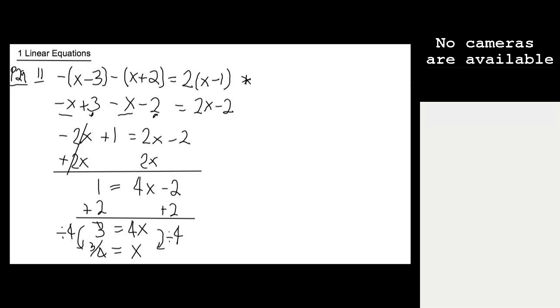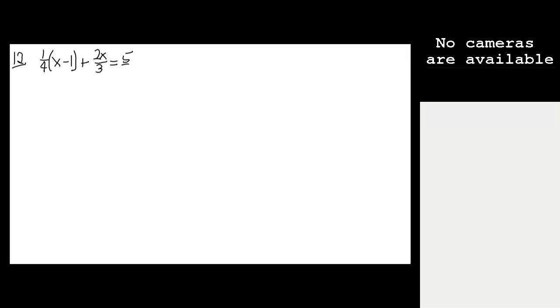So now, the next example we will look at is number 12. So our question looks like this. We've got a quarter of x minus 1, plus 2x divided by 3, is equal to 5 divided by 2.